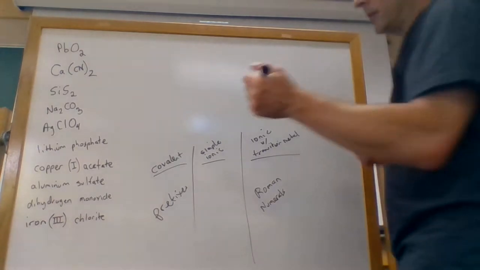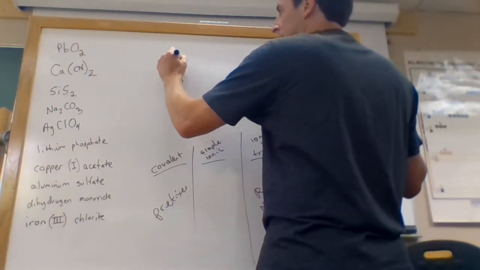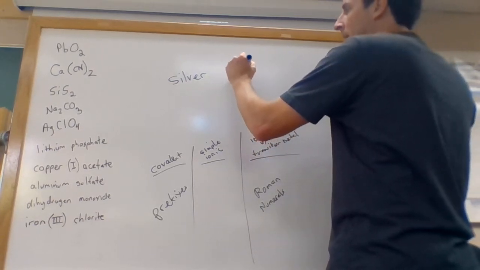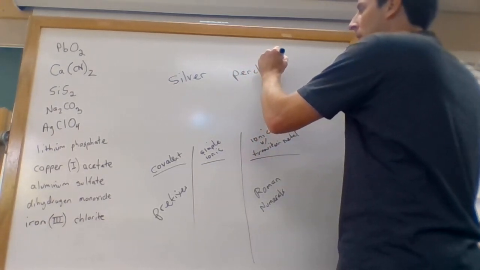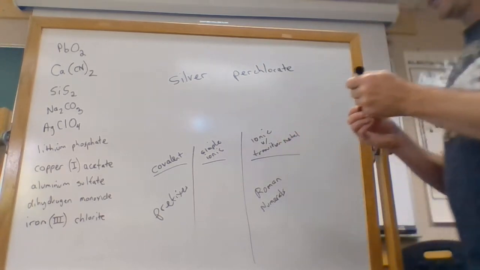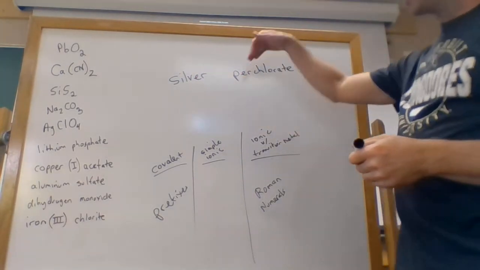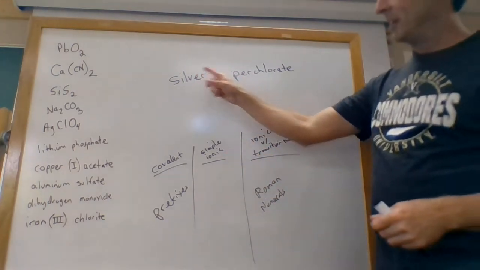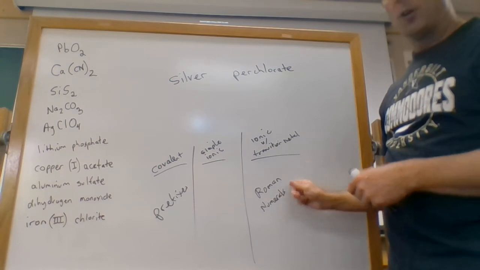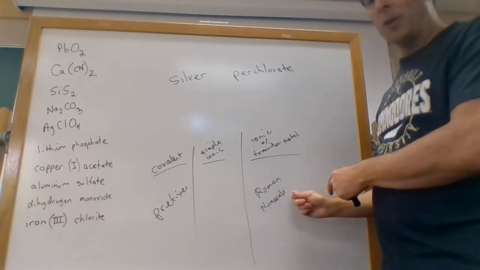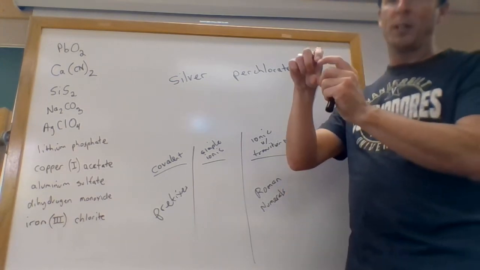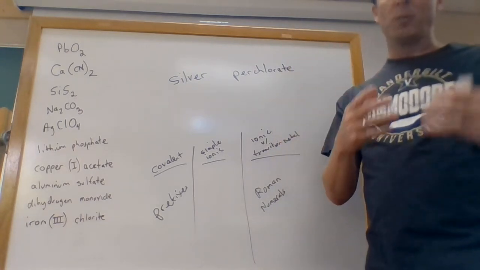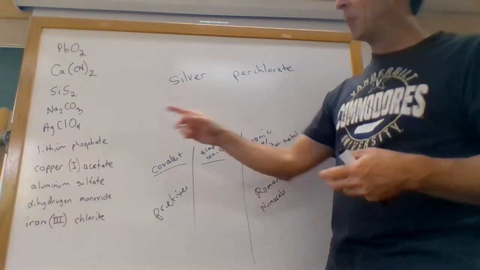Next one, Ag is silver. ClO4 is perchlorate. Okay, so silver is a metal, perchlorate is a nonmetal ion, so I'm definitely in the ionic section. Now silver is a transition metal, so I think, oh, I might need a Roman numeral, but then you've got to remember, oh wait, silver was one of the ones in the diagonal box. I know that silver is always +1. I can even double check it here.